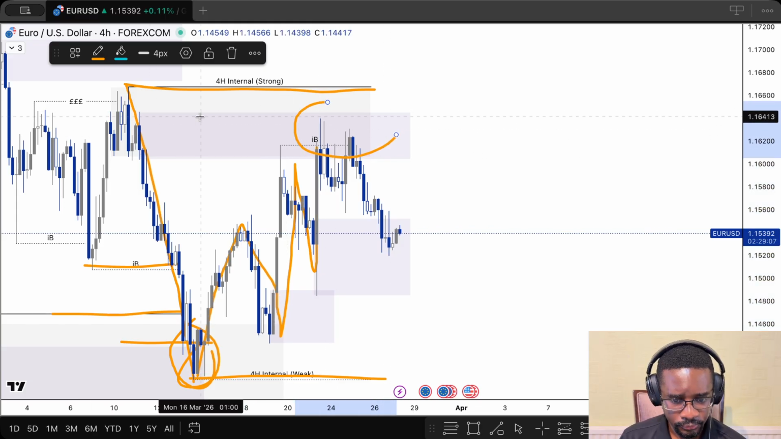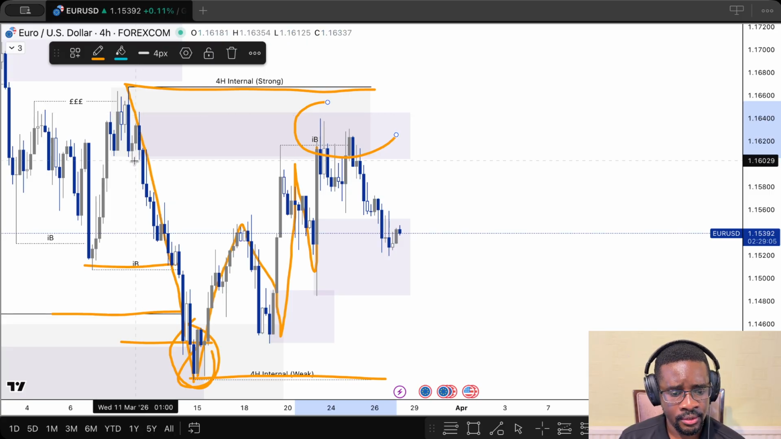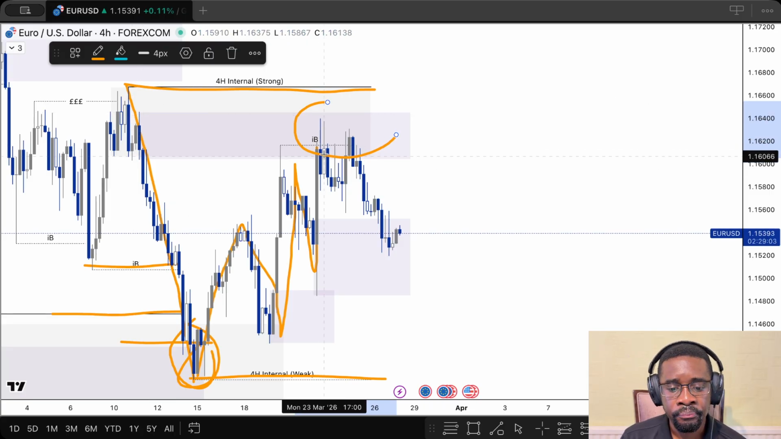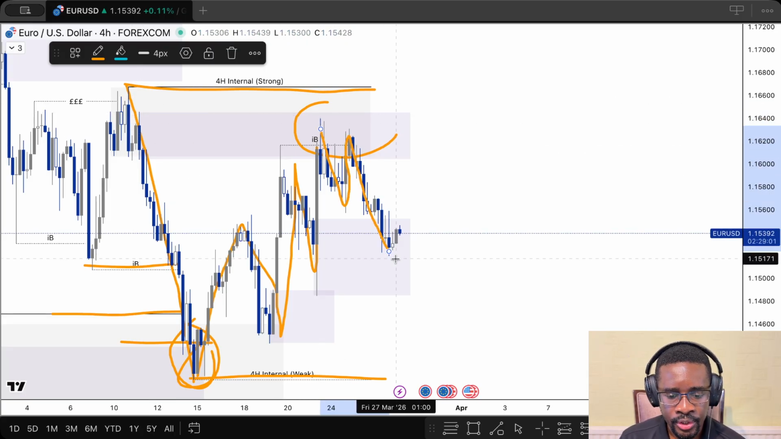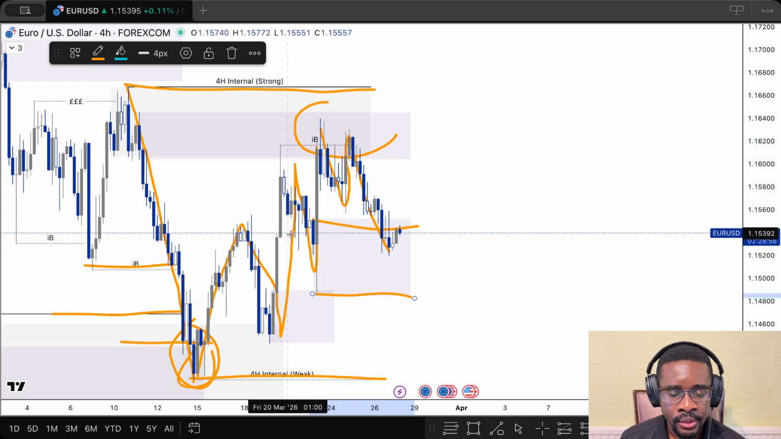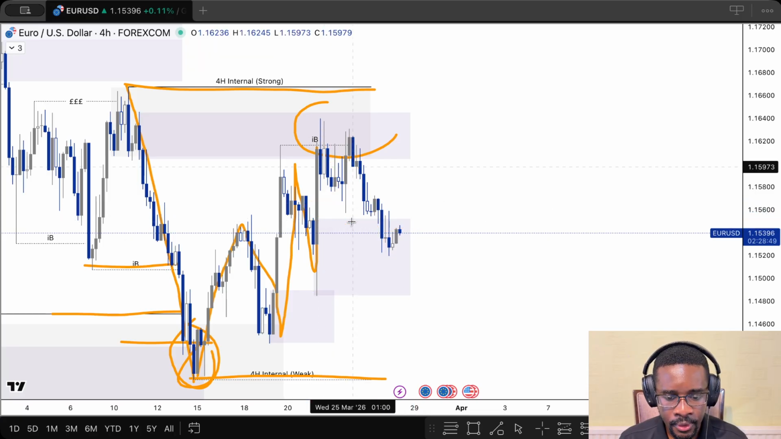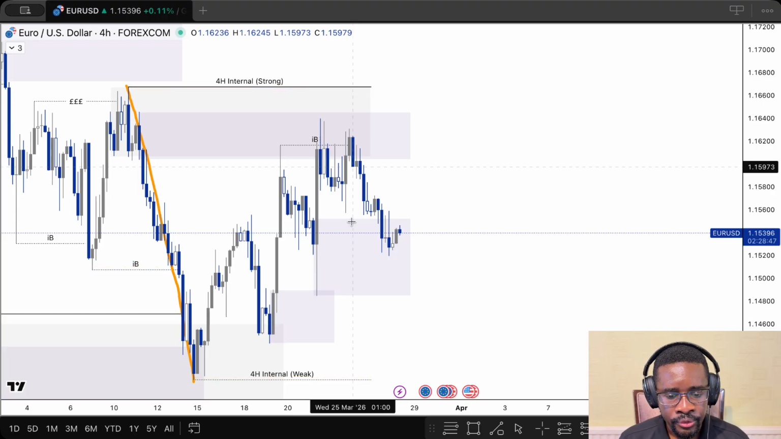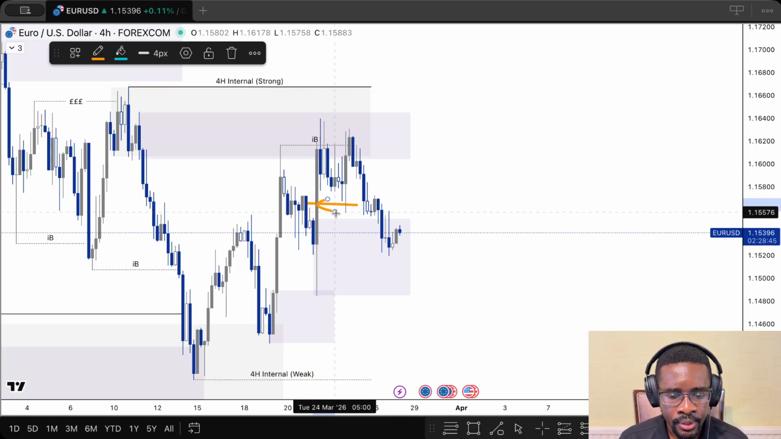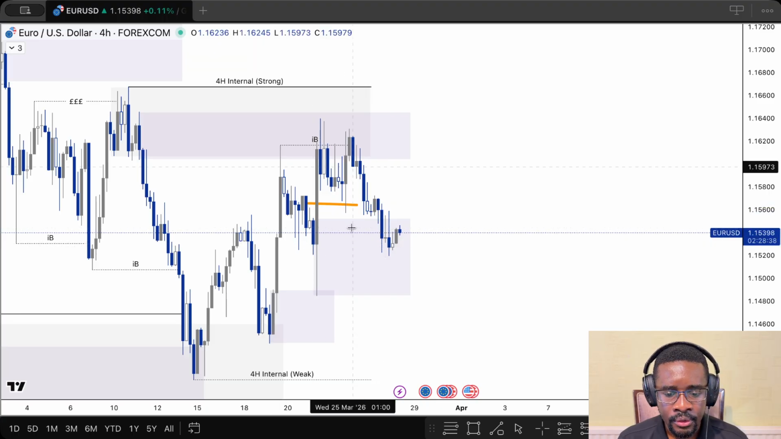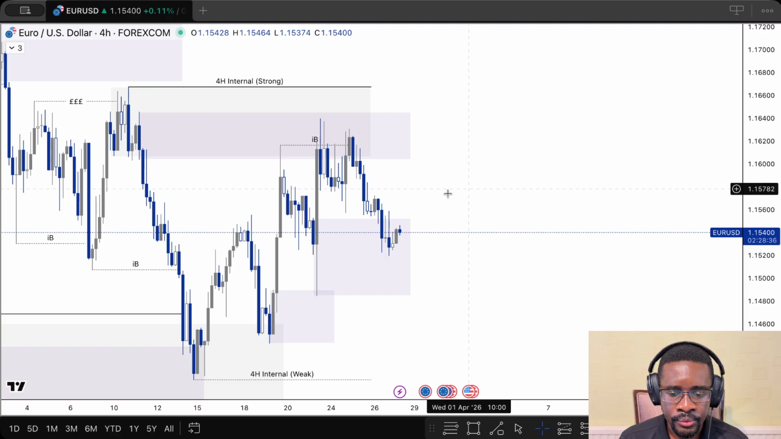Okay, we mitigated and respected the supply area at the top of the range, and since then we've been pushing down, and then now we've mitigated this demand that we have. Okay, filled this imbalance, and let me make this clean. So we filled this imbalance right here, and then we still continued lower, and so we expect deeper mitigation of this zone.